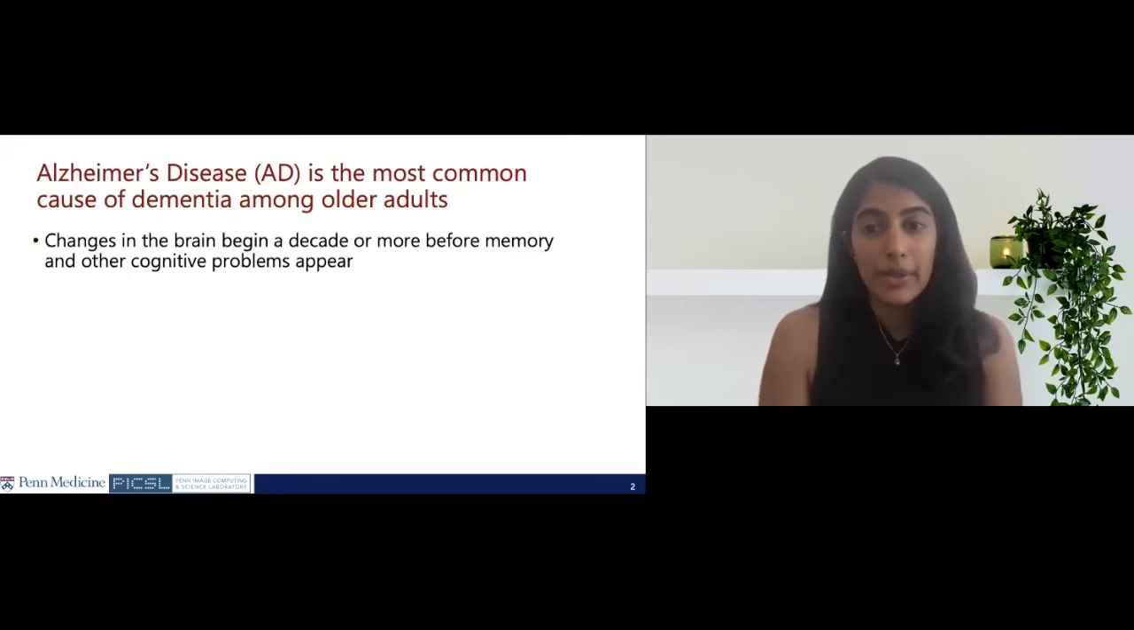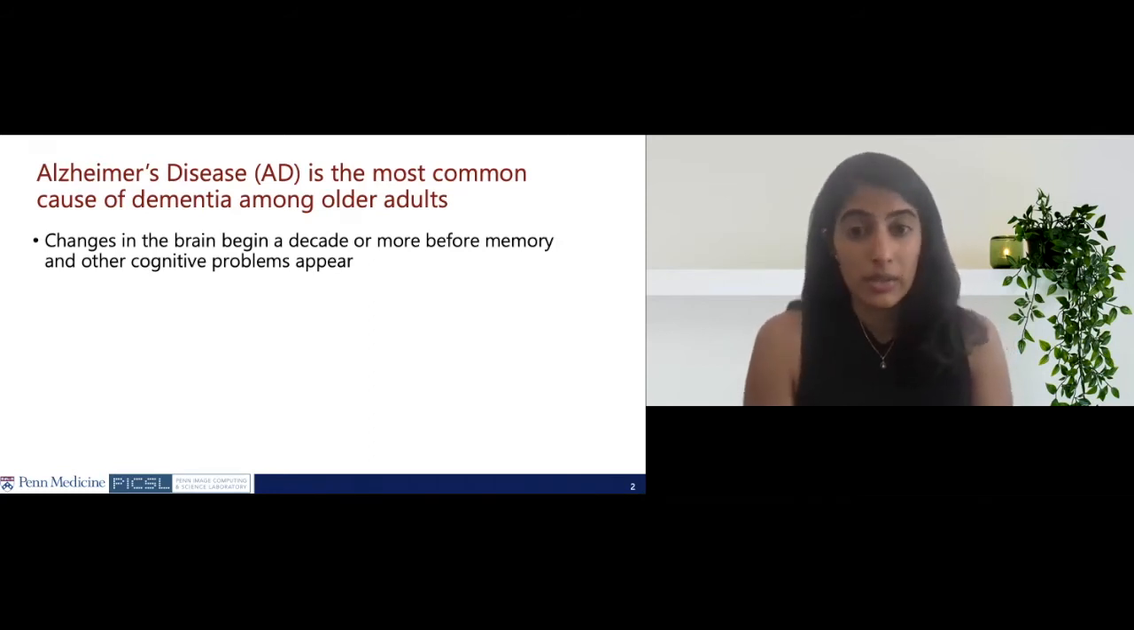Alzheimer's disease is the most common cause of dementia amongst older adults and affects the lives of more than 6 million Americans. While the cognitive symptoms of AD are generally well known, changes in the brain actually occur 10 to 15 years before symptoms are even observed.